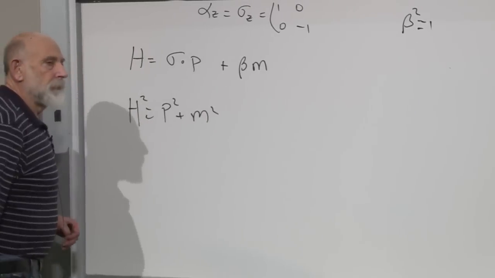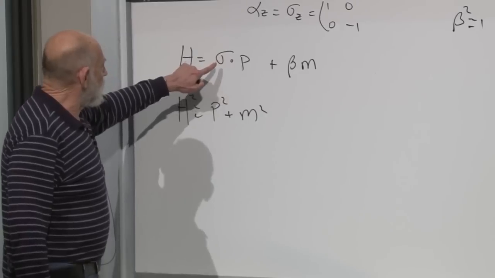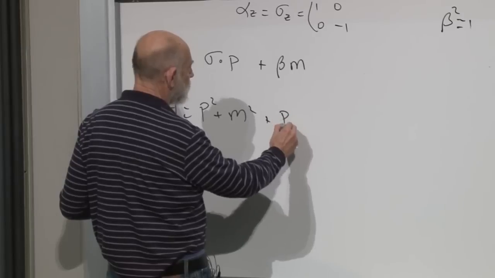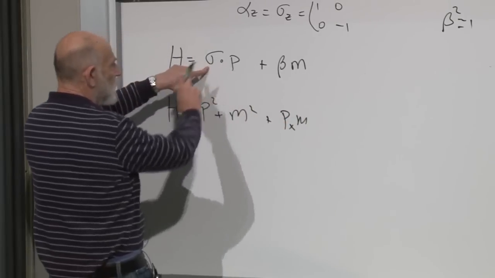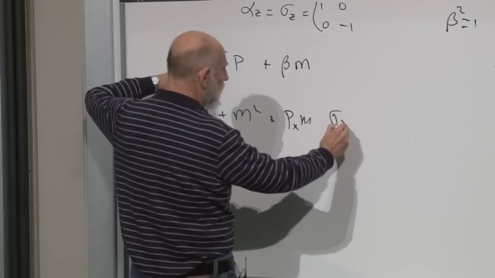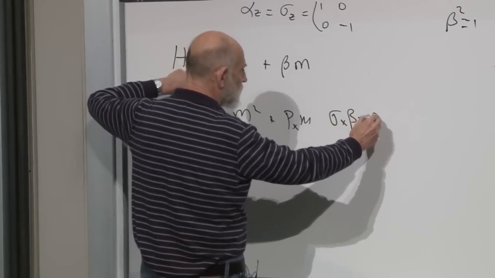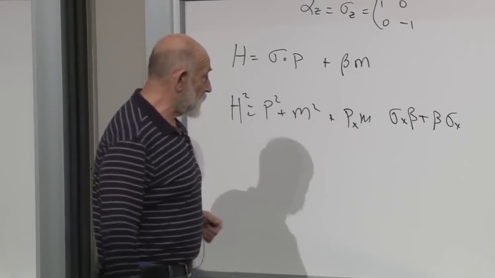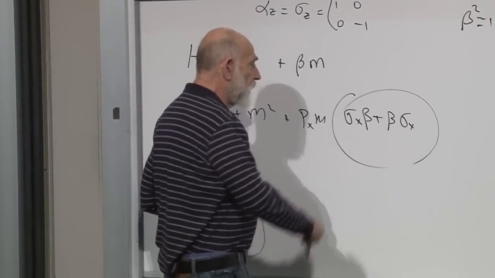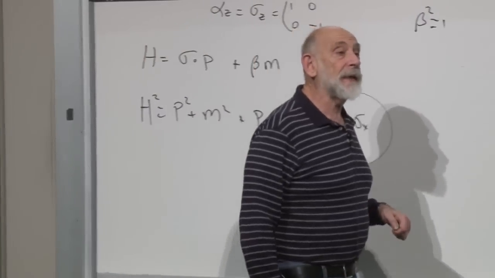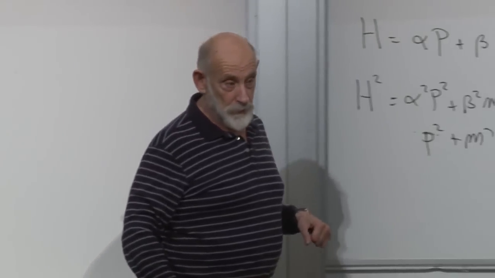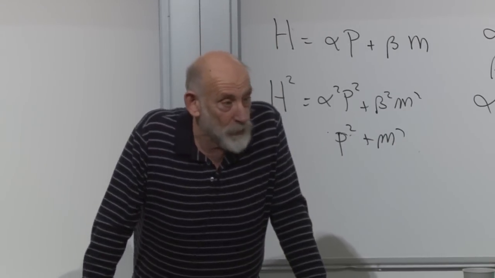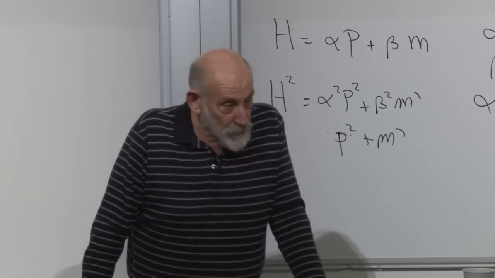Plus a cross term. And the cross term will involve things like, let's say, p x m. I take the x component of this, and I multiply it by sigma x beta plus beta sigma x. In other words, we want this to be, of course, 0. We don't want that there. So we want whatever beta is to anti-commute with all the Pauli matrices. That would be great, except that there is no matrix which anti-commutes with all the Pauli matrices.